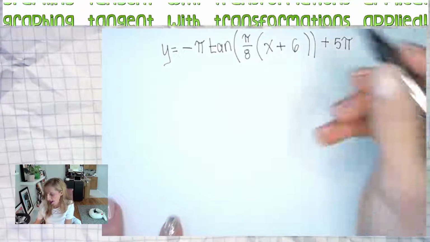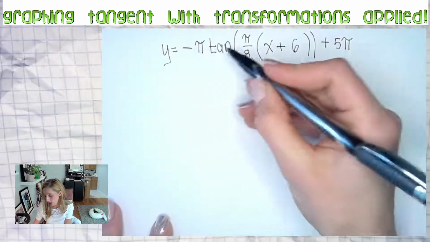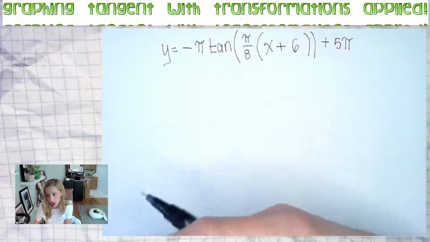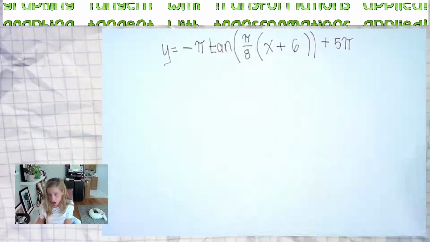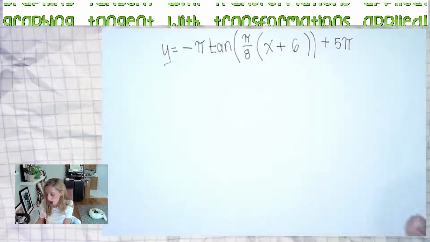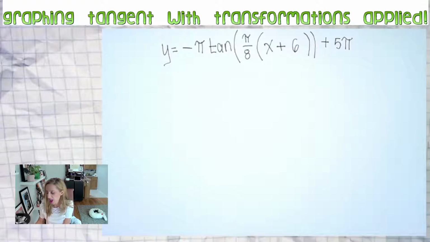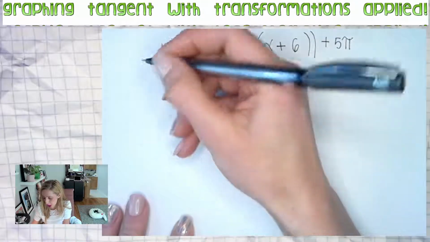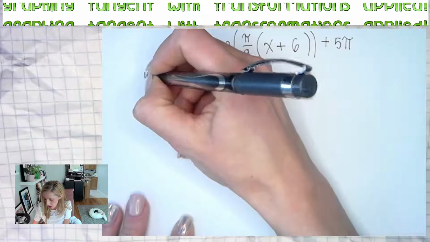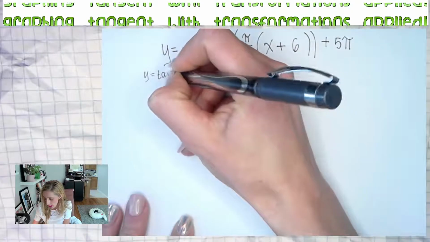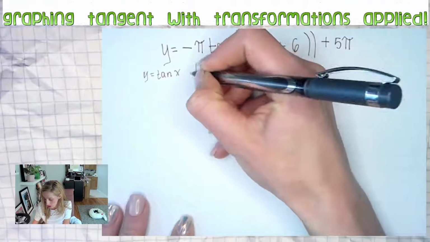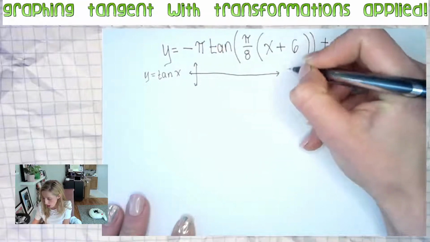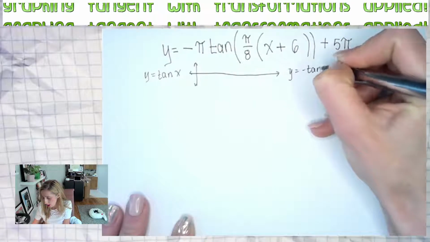So let's get moving. First thing I'm going to do is look at the fact that it's a tangent graph, and you need to know the visual look of both the positive tangent parent function and the negative tangent parent function. So let's just do a little note for ourselves. y equals tan x and y equals negative tan x.